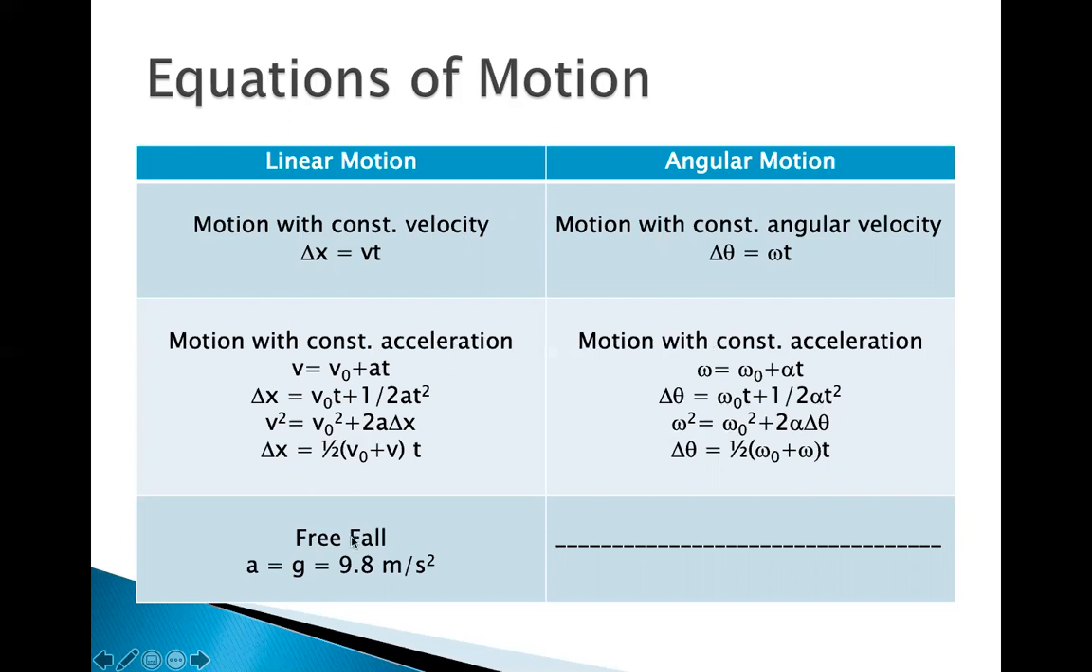For linear motion, there's a very special case of constant acceleration, when the acceleration is 9.8 meters per second squared. That describes the particular motion of objects falling on the surface of Earth. It is a special case of the second type of motion, the motion with constant acceleration. For angular motion, there's no such special case. So free fall is very special.